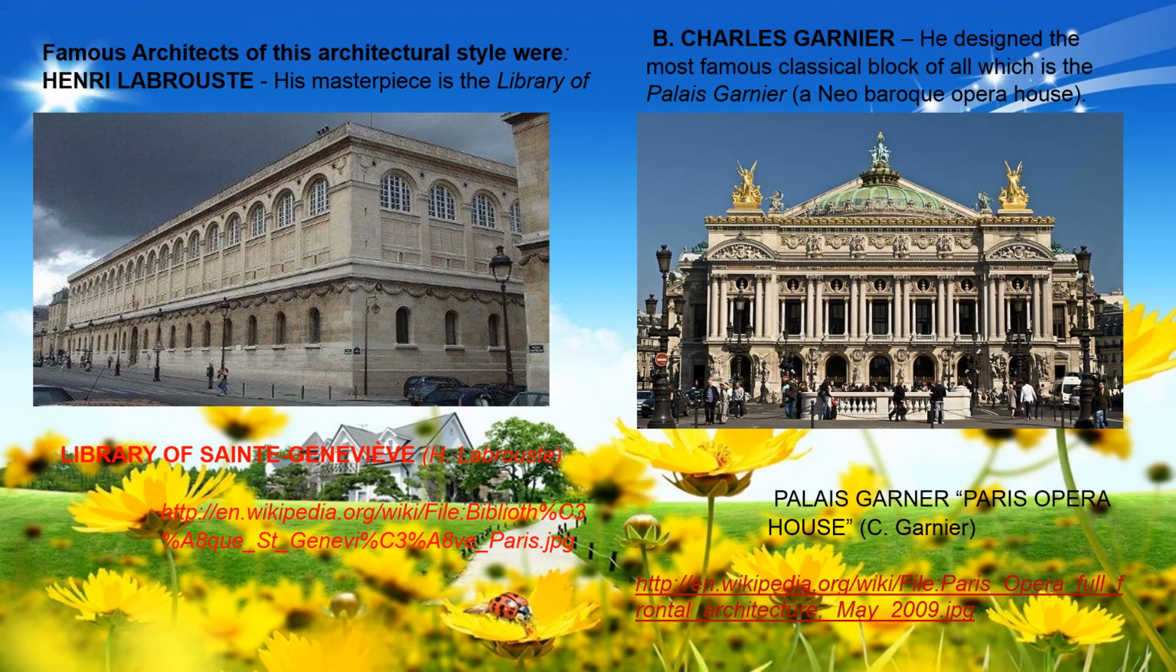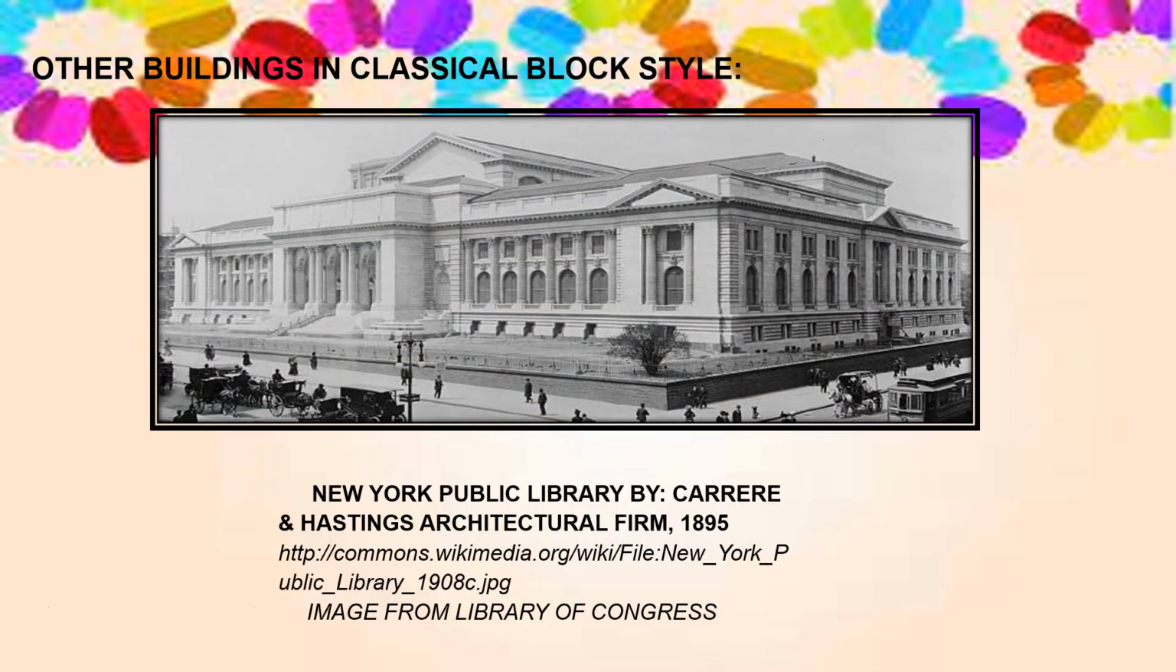So, a famous architect of this architectural style was Henri Labrouste. His masterpiece is the library. Charles Garnier designed the most famous classical block of all, which is the Palais Garnier. Other buildings in classical block style: the New York Public Library. So these are the examples of the classical block style.